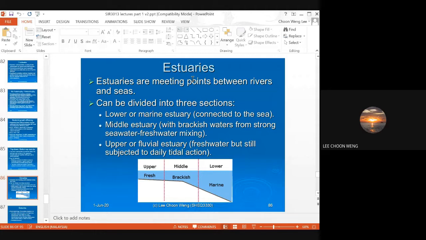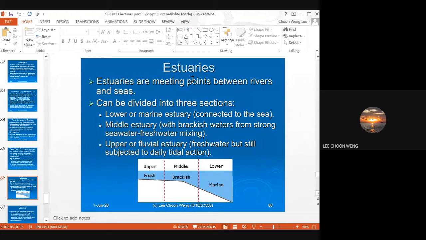Also, as we are microbiologists, rivers also transport waste. So historically, waste is either removed by rivers, or ducts, or buried underground. So estuaries are meeting points between rivers and seas.